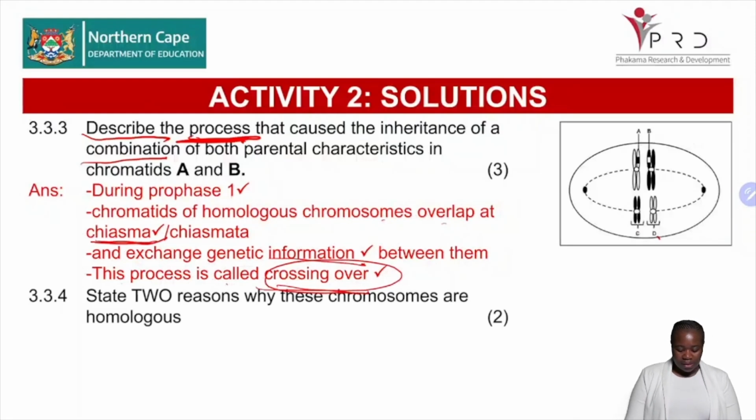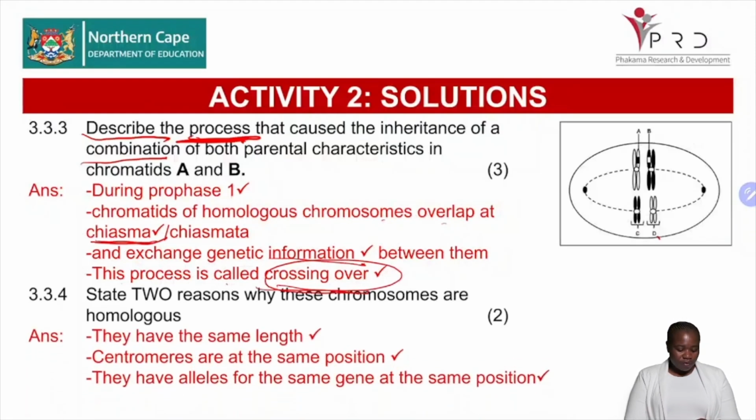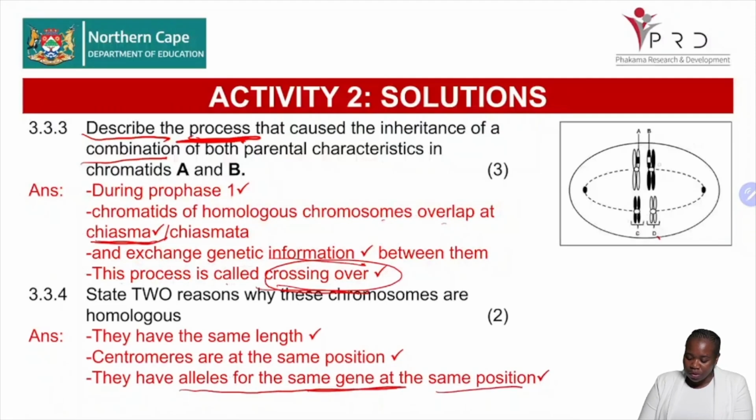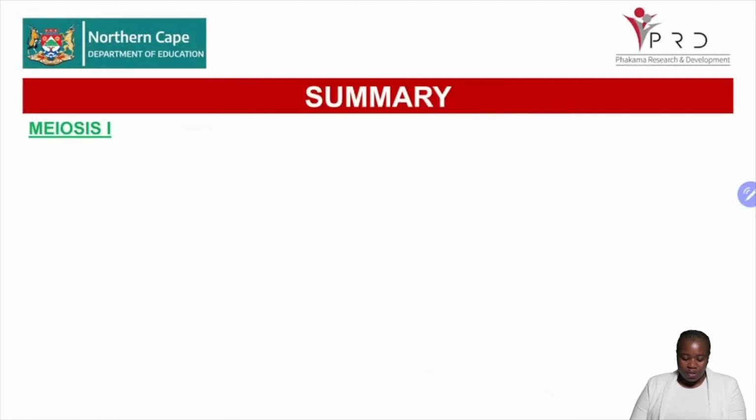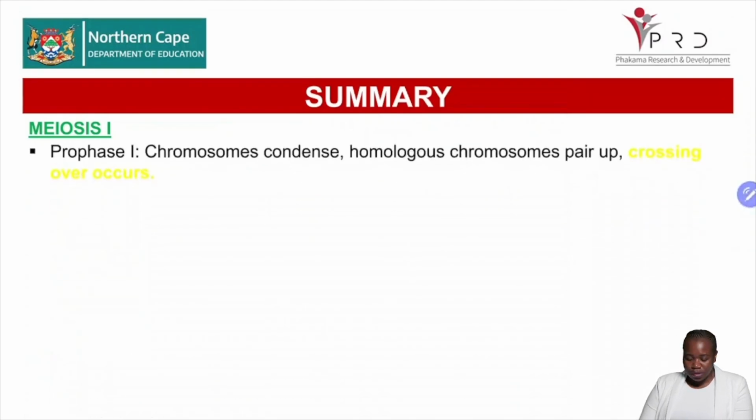3.3.4, state 2 reasons why these chromosomes are homologous. As we can see, the chromosomes are the same length, they are of the same shape and size, and their centromeres are at the same position. So it tells us that they are the same, right? Or they are homologous. And then we also have the alleles for the same gene at the same position, as you can see over there. So we can say that these two are homologous chromosomes.